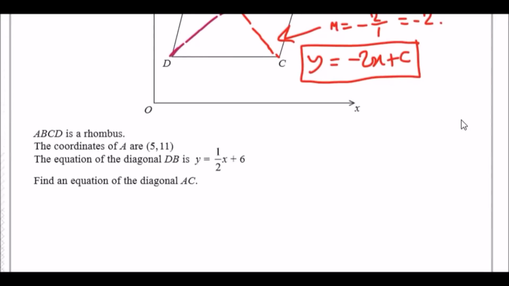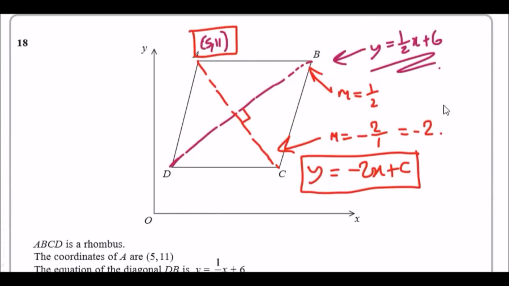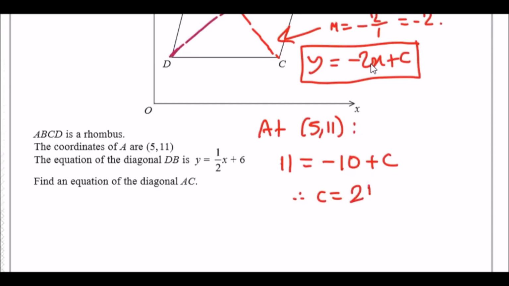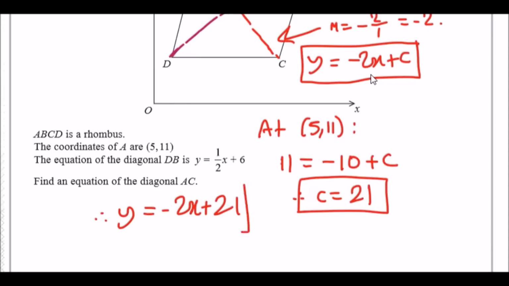And solve for c. And yeah, that's it, guys. That's literally all you do. So to make this clear, we just say at point A, or at 5, 11, this equation becomes 11 equals minus 2 times 5, which is minus 10, plus c. And solving this one, moving the 10 across, you get c equals 21. And we solved it, guys. We're literally done. So therefore, the equation of the diagonal is y equals minus 2x plus 21. Done. Very easy, really.